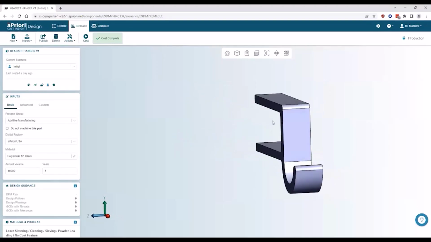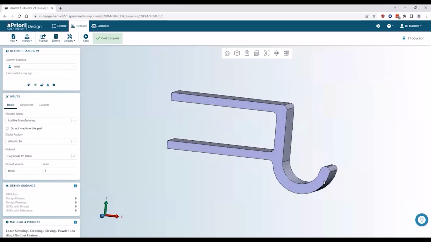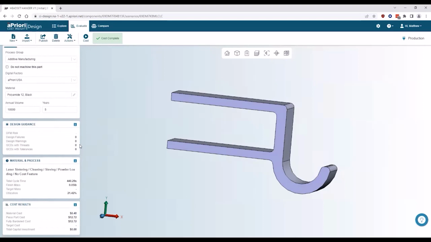So here I have the CAD file loaded into AP Design, and I've costed the part so we can take a look at the results. As you can see on the left-hand side, I've put in the inputs I was just discussing: additive manufacturing, polyamide 12 or nylon 12, and an annual volume of 10,000. By running this part in AP Design, we can get cost and manufacturability feedback. So we can see here that we don't have any design guidance.